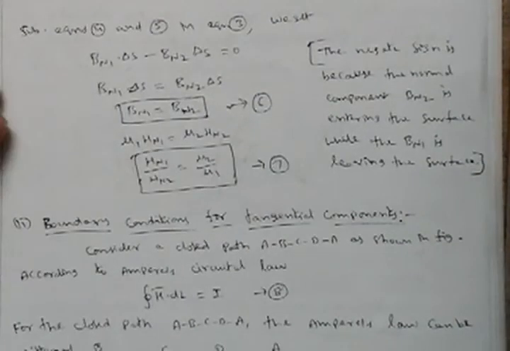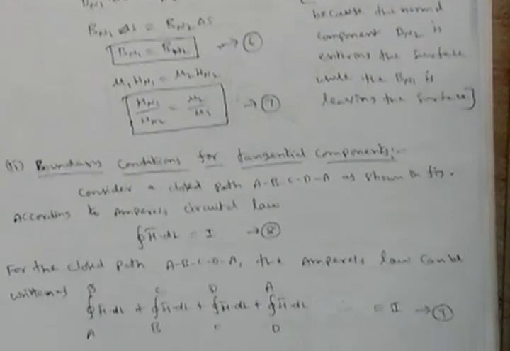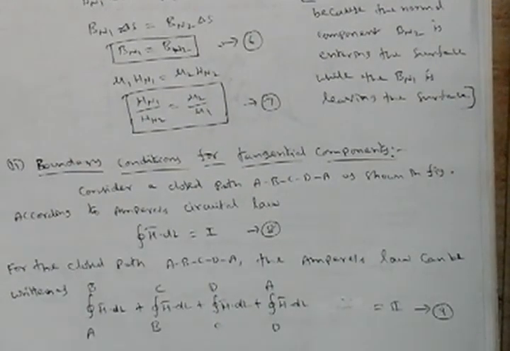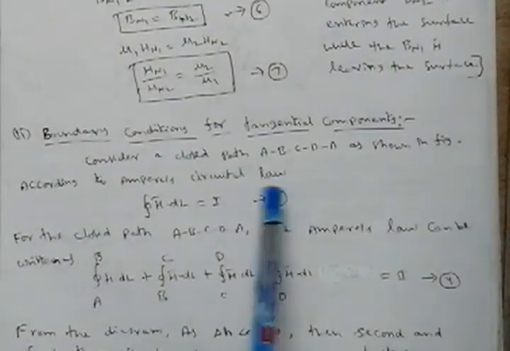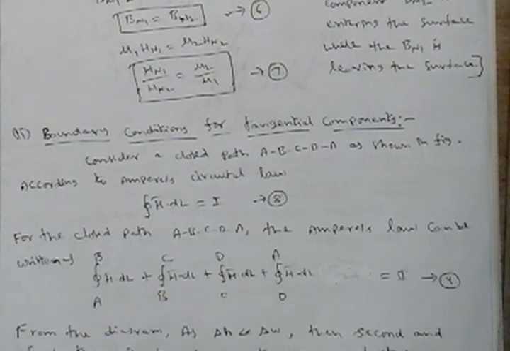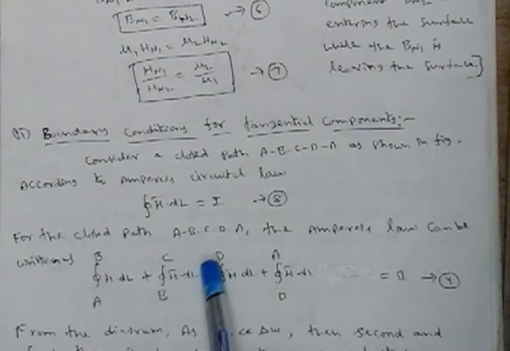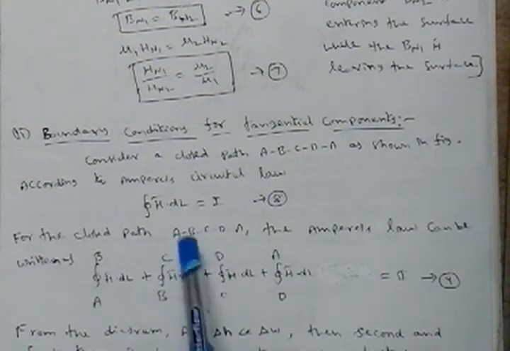Similarly for the tangential component condition, now let's see the boundary conditions for tangential. So consider a closed path. The closed path is represented by a rectangular box. The rectangular box has four sides, represented by A, B, C, D. So A to B, B to C, C to D and D to A. That is a closed path.